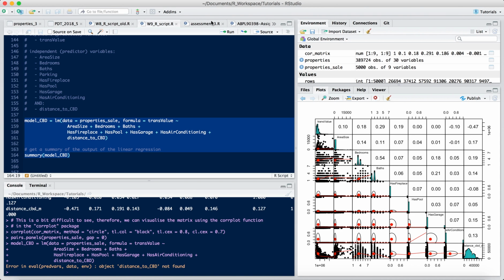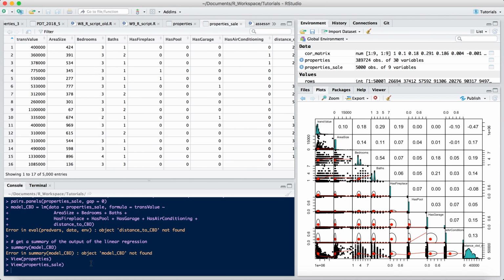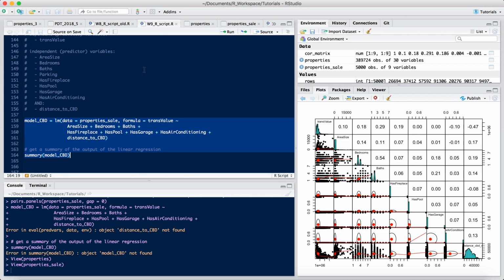Okay, one second. I have to change the parameters again. So we look at the properties, or properties for sale actually, because there is a parameter, as you can see, that is not found. Distance to CBD is not found, and this is because we changed the name to distance to CBD underscore M. So we also have to include that like this: distance CBD underscore M. Let's check that.